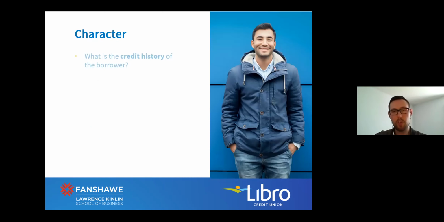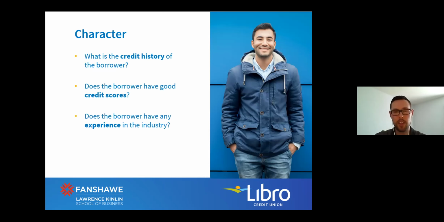So we talked about capacity, and that's the cash flow and repayment ability. The most important piece for us after capacity would be the character. And I would put this in the important language as Libro Credit Union. At the beginning of the presentation, I said we're all about relationships, right? This is what it is. It's the character.